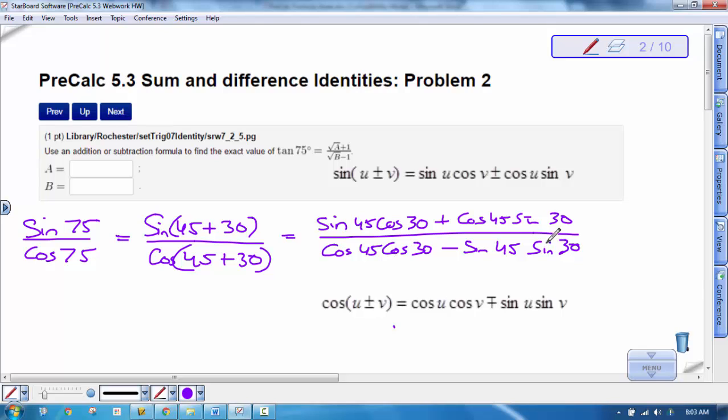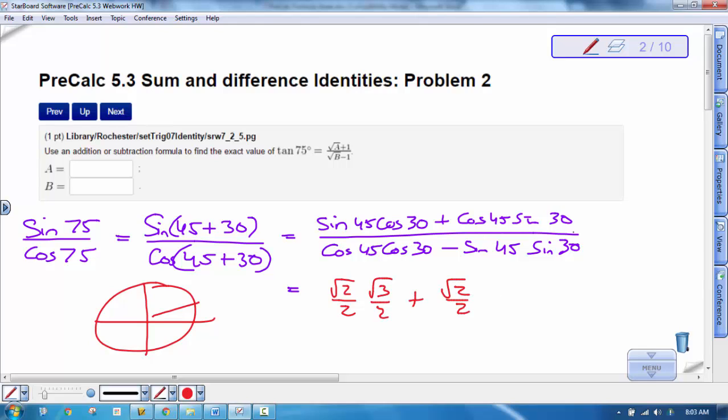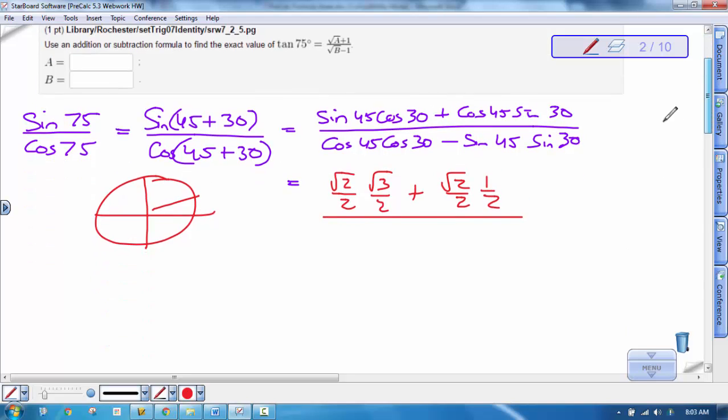All right, now I just need to simplify this. So sine of 45 on your unit circle is square root of 2 over 2. Cosine of 30 on your unit circle is square root of 3 over 2. Plus cosine of 45, square root of 2 over 2. Sine of 30 is 1/2. All over the bottom, which is cosine of 45, square root of 2 over 2. Cosine of 30 once again, square root of 3 over 2. Minus sine of 45, square root of 2 over 2, and sine of 30, which is 1/2.